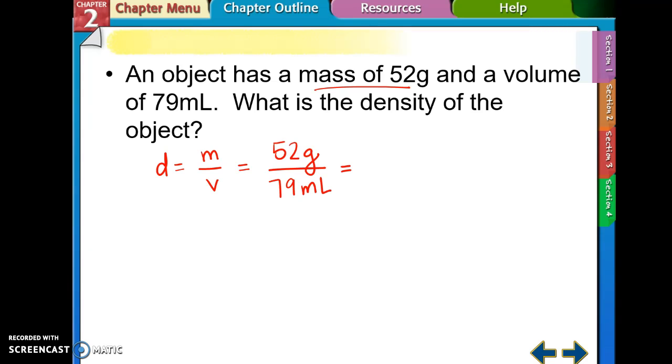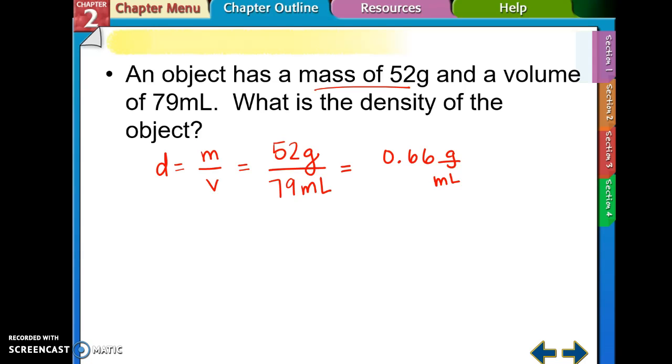And when I do that, my answer is going to be 0.66 grams per milliliter. Because grams and milliliters don't cancel and it's a derived unit, I am going to leave that derived combination unit as the unit. Remember, you don't want any naked numbers, so your answers always have to have some sort of unit with them. Where I got the 0.66 from is because on my calculator I got 0.65822784881, so I rounded to 0.66.